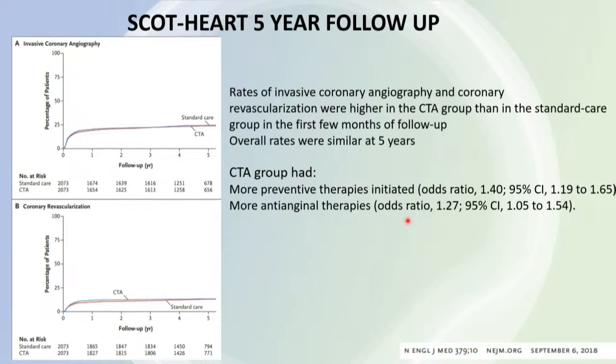In the initial SCOT-HEART trial, they mentioned that the rates of invasive coronary angiography were higher in the CT group. That's been shown in multiple studies in the past as well, because we do call lesions, we do overcall lesions, at least with the current technology. But they actually showed that at 5 years, those differences were not there. So at 5 years, there was a similar rate of invasive coronary angiography in the standard of care versus the standard of care plus CT group.